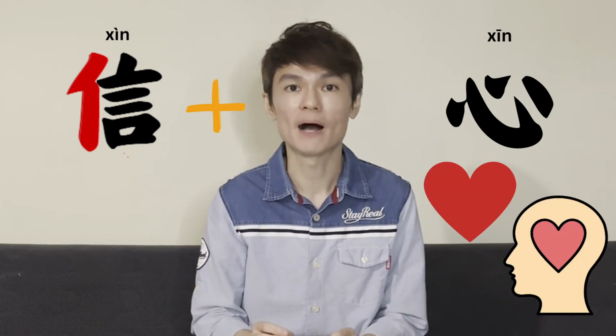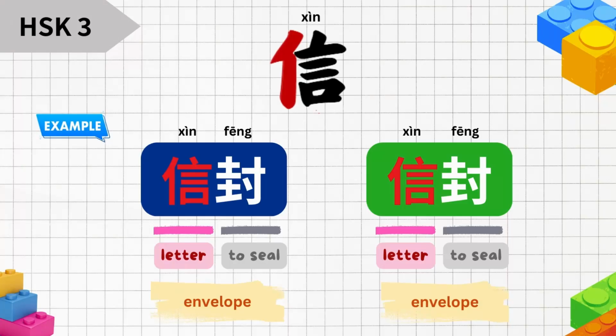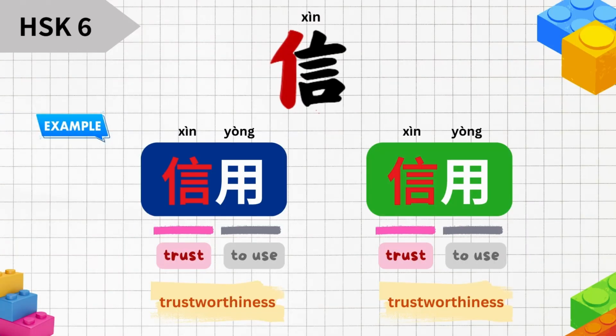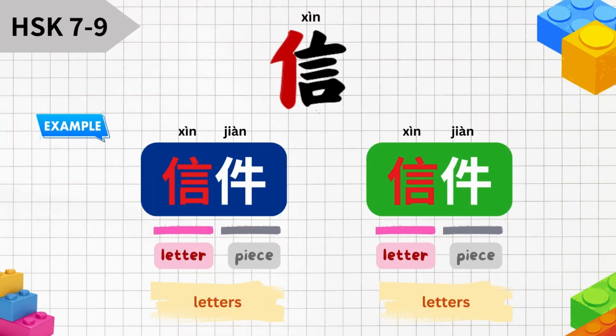Next up, we're going to use the character 信 to create more words. 信 has multiple meanings such as letter and faith. When combined with 心, meaning heart or mind, it becomes 信心, confidence. Other words start with 信 like 信封, 信箱, 信用, 信件.